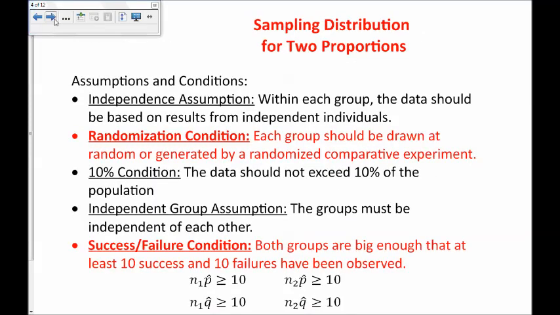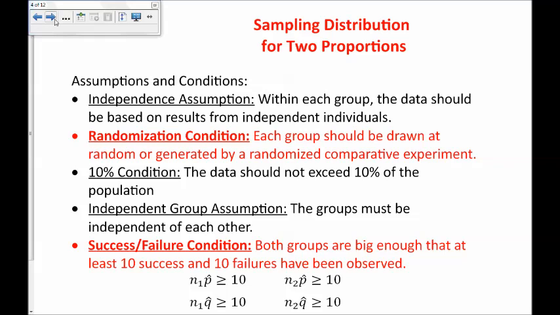So, a sampling distribution for two proportions. There are some assumptions and conditions. Some of these will look familiar to you. You'll see similar ones throughout the year. The independence assumption: within each group, the data is collected independently from the others. Randomization: each group should be drawn at random or generated by a randomized comparative experiment. The 10% condition says you should not exceed 10% of the population if you are drawing without replacement, which is how we usually draw samples.